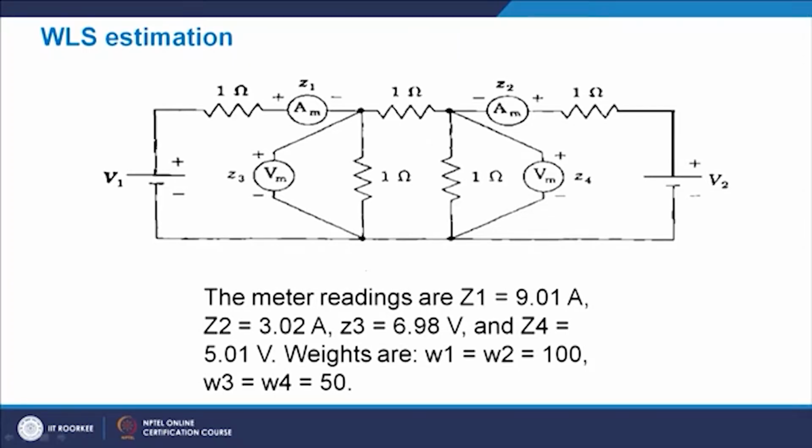So, let us say that we have a circuit, and this is the circuit. Everything here is basically 1 ohm, and we have two voltage sources V1 and V2, and we have put 4 meters. There are 2 ammeters Z1 and Z2. This is our first measurement, this is our second measurement, and there are also 2 voltmeters, this is Z3, this is Z4.